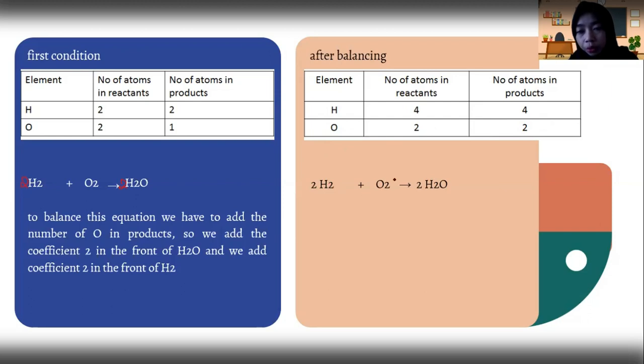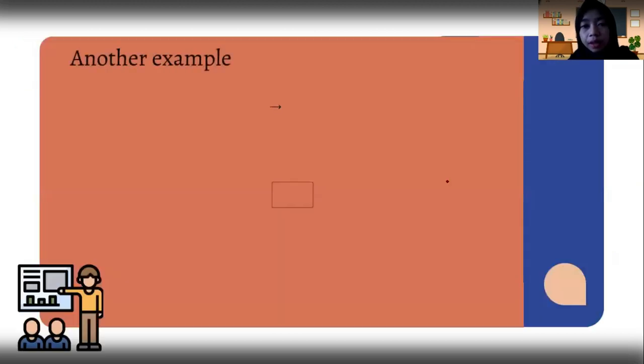2H2 plus 2O2 can produce 2H2O, and then it's a balanced equation. So another example, here I will introduce you to another symbol. In this equation, we can see the sodium in S, and then water in L, and then the sodium hydroxide in AQ plus, and then H plus AG plus. So what does it mean?